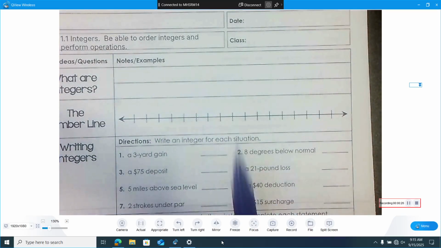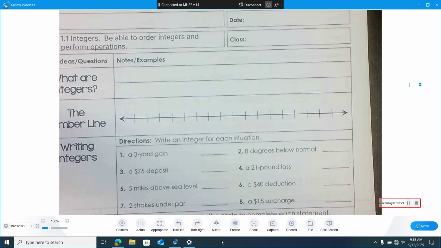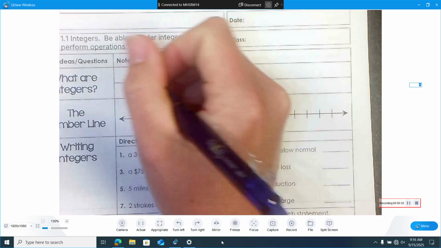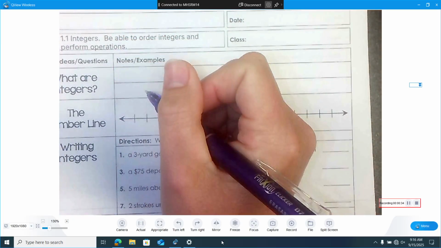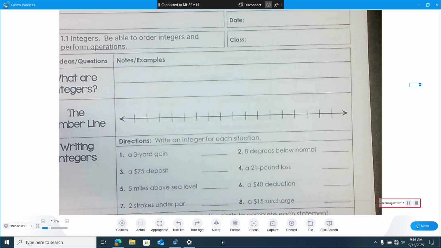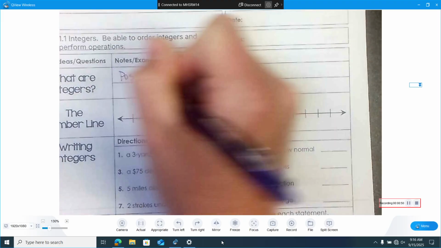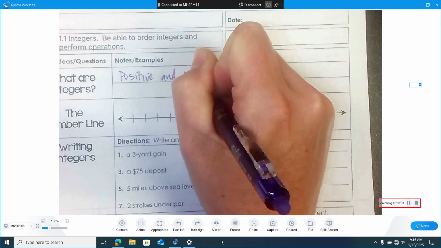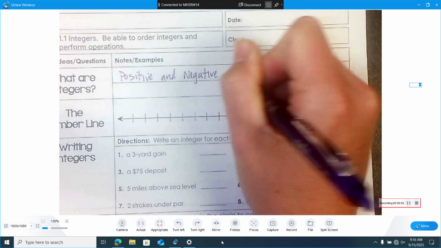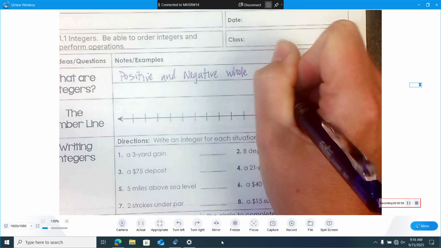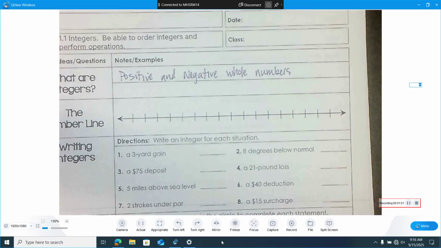And integers, what are integers? I just said that, actually. Anybody know? Yeah. Positive and negative whole numbers. That's exactly what they are. Good job. I'm going to write that in there. So, what are integers? They are positive and negative whole numbers. Positive and negative whole numbers.